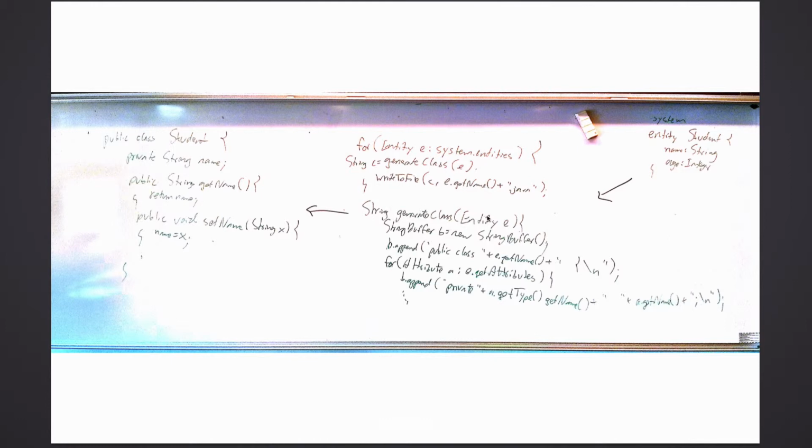And generating code for a class, maybe we need a string buffer, and then we append to it public class, whatever. We might need to extend something, but that's not included here. And then for each of the attributes, append private and plus and quotes and spaces and lots of things that are hard to read. And then ultimately we will get this over here. This works, but it's not a very convenient language.